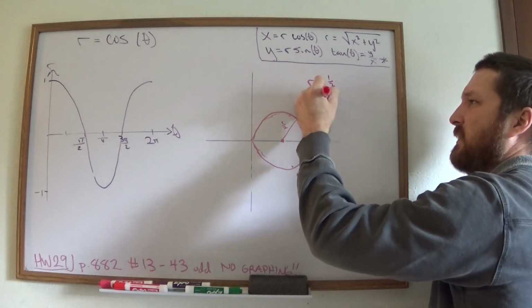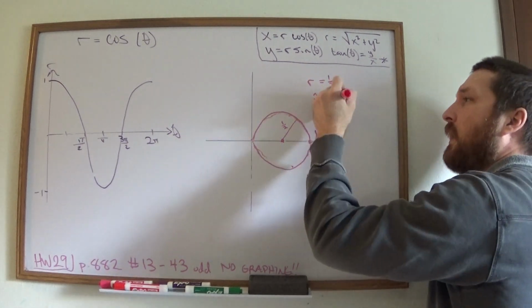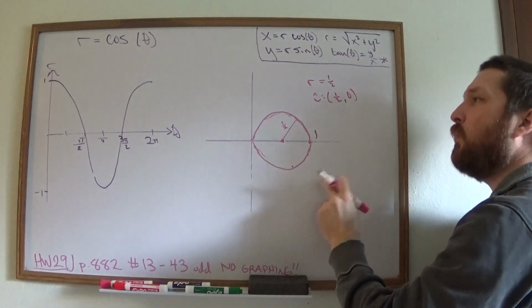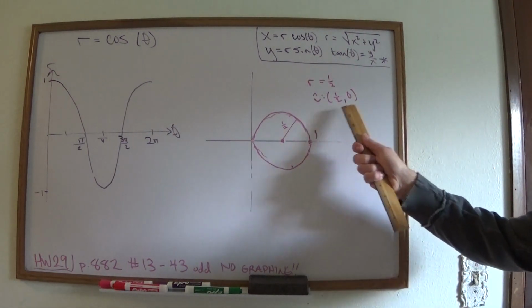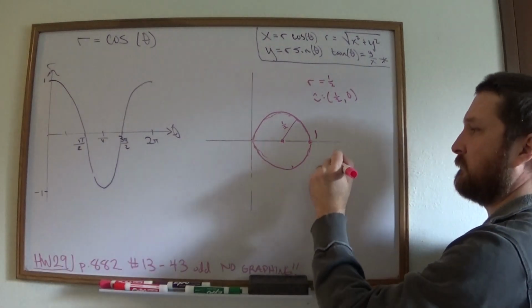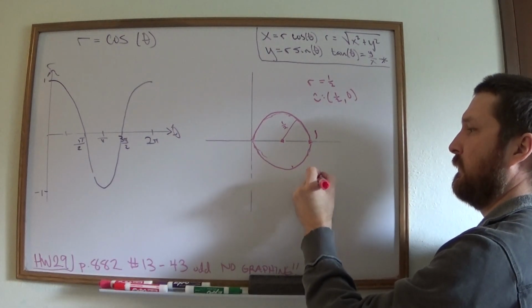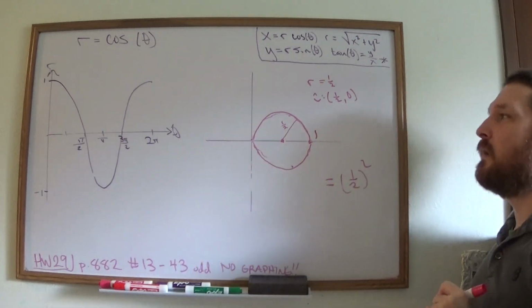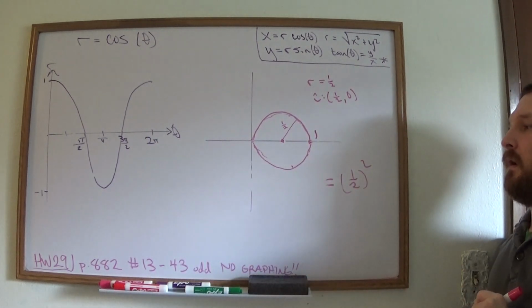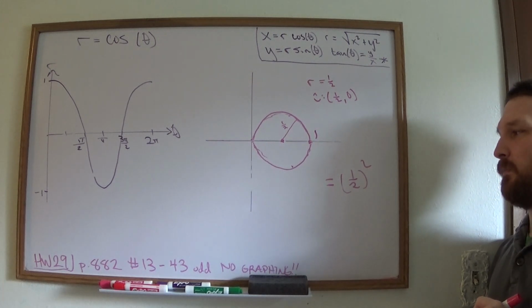Its center is where? 1/2, comma, 0. So just given this, in Cartesian coordinates, what would the equation of that guy be? 1/2 squared equals 1/2 squared plus 0.